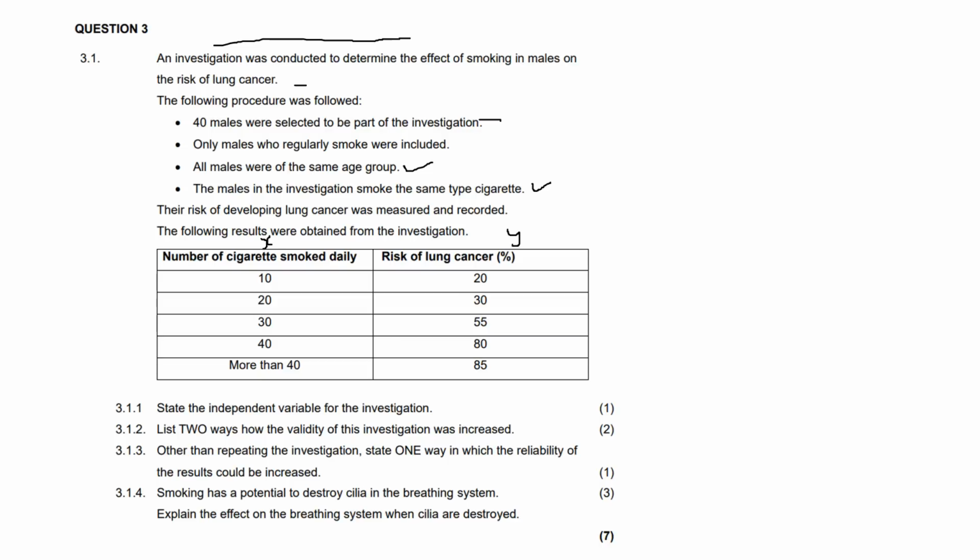So 3.1.2, state the independent variable. Wherever is the X, it's your independent variable. So the answer would be number of cigarettes smoked daily. If they ask for dependent variable, it would be your Y, or risk of lung cancer. That would be your dependent. But because they're asking for independent, the answer will be number of cigarettes smoked daily. Just copy it as it is: number of cigarettes which are being smoked daily.